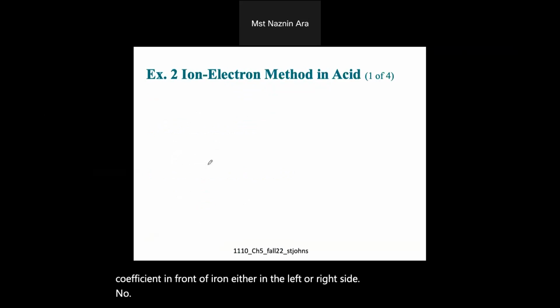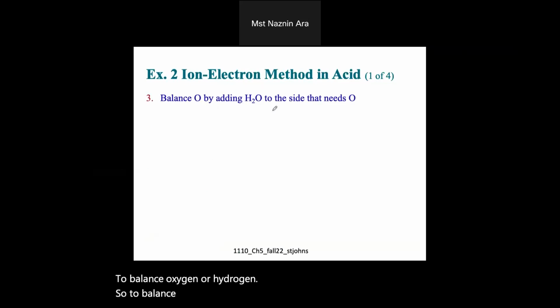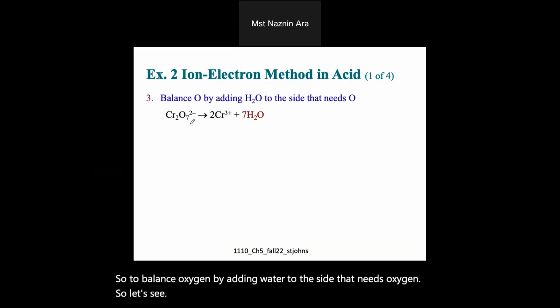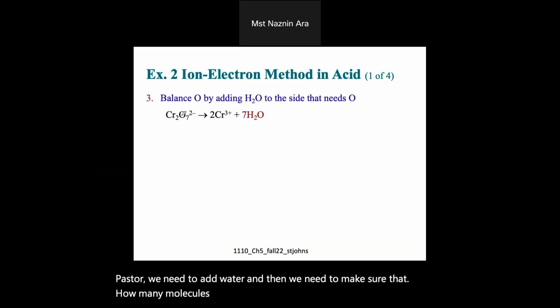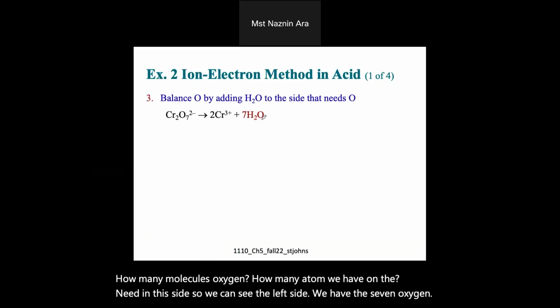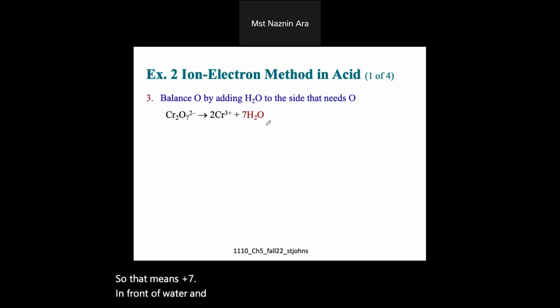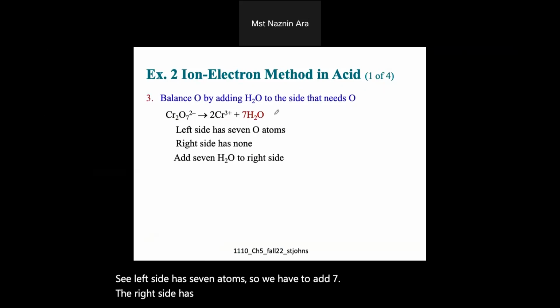Now we have to consider the next step, to balance oxygen and hydrogen. To balance oxygen, we add water to the side that needs oxygen. So how many oxygen do we have? We have 7 oxygen on the left side, so on the right side we need to add 7 molecules of water. First we add water, and then we make sure how many oxygen atoms we have on each side. The left side has 7 atoms and the right side has none, so we add 7 water to the right side.